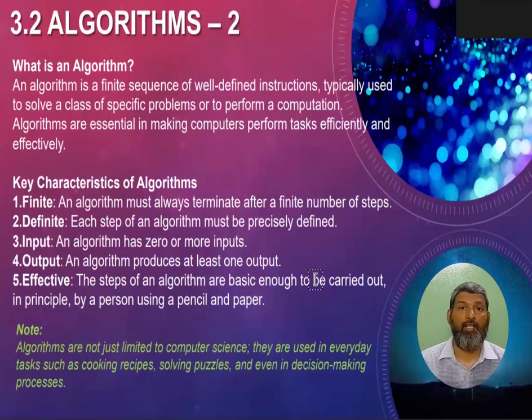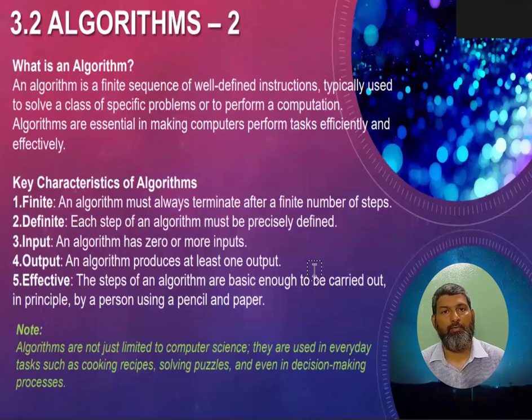For example, if I ask you to write an algorithm to expand the formula a plus b whole square, or a square plus b square whole square, then you must know what steps are required. If you omit any of the steps, definitely you know what the result will be. So this is what finite number of steps means. You have to keep on writing the steps until the solution comes.